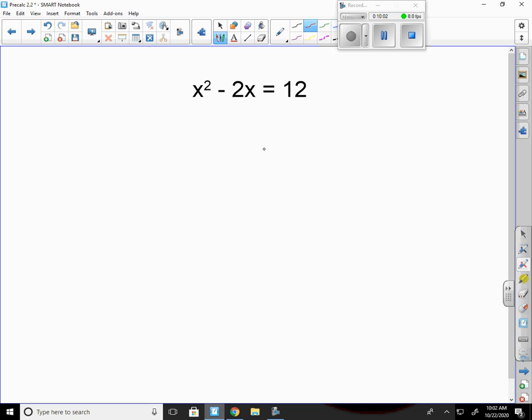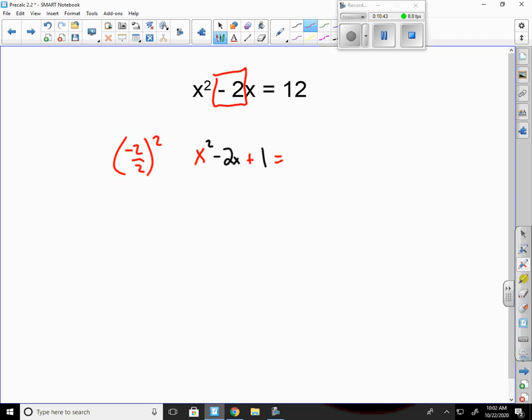Let's try this one. So we already have it lined up with the 12 on the right side. There's no leading coefficient, so we don't have to divide by anything. So now we just have to do the b over 2 and square it. So negative 2 over 2 squared. Negative 2 divided by 2 gives me negative 1. Negative 1 squared is 1. So it's x squared minus 2x plus 1.